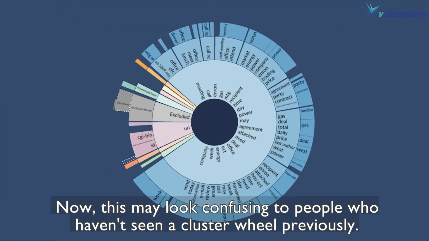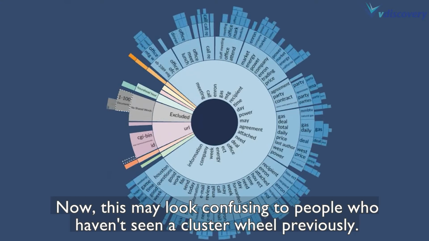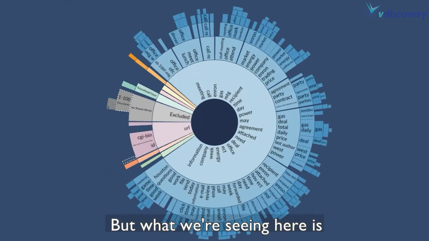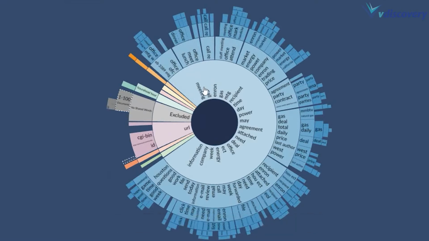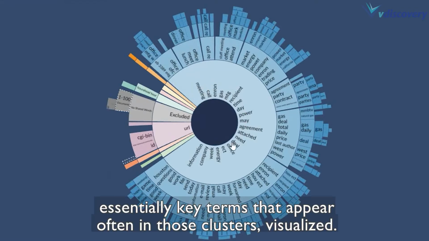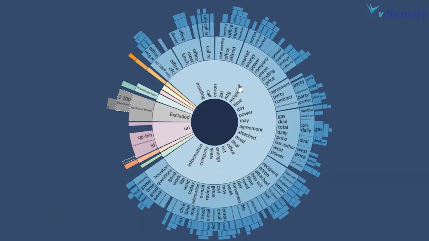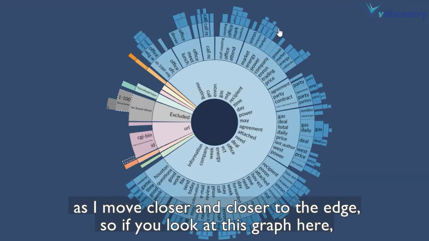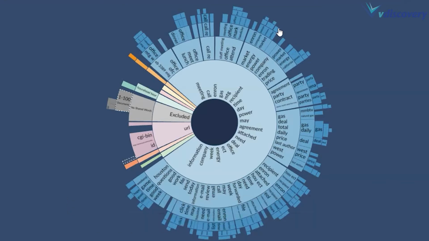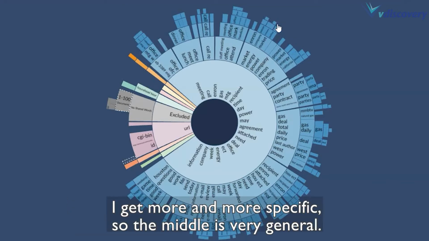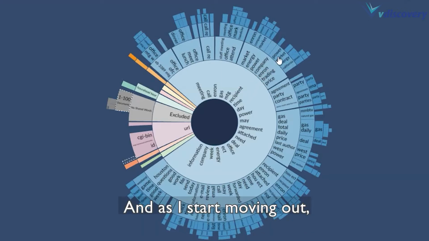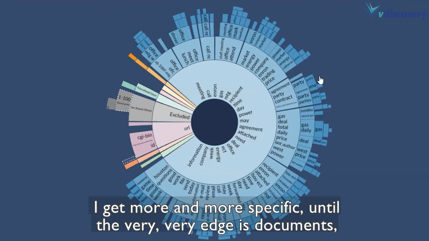Now, this may look confusing to people who haven't seen a cluster wheel previously, but what we're seeing here is essentially key terms that appear often in those clusters, visualized. What is a cluster? A cluster is a group of documents that have similar language within the data set. So if you look at this graph here, you can see as I move out to the edge, I get more and more specific. So the middle is very general, and as I start moving out, I get more and more specific until the very, very edge is documents.